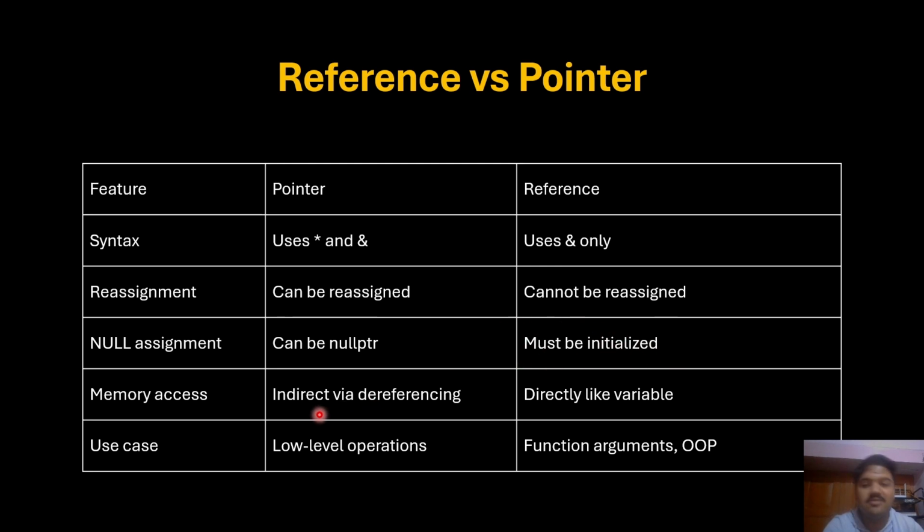Memory access: a pointer accesses it indirectly via dereferencing, but a reference accesses it directly via the variable. So with a reference we refer to the value of the variable directly, but we cannot access the memory directly. Use case: a pointer is always used in low level operations, whereas a reference is used in function arguments and object oriented programming.